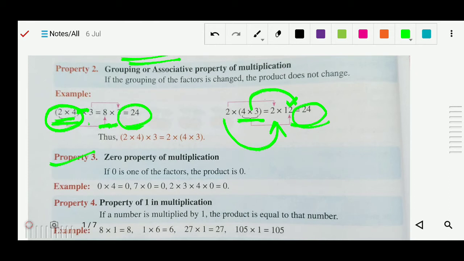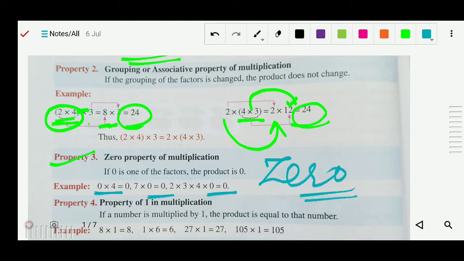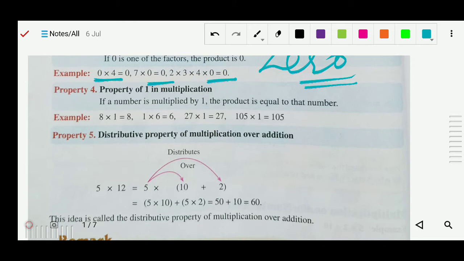Next is the zero property. What is the zero property? The zero property is that when you multiply any number by 0, you will get 0. So that is the property of 0. Okay, next is the property of 1 in multiplication.